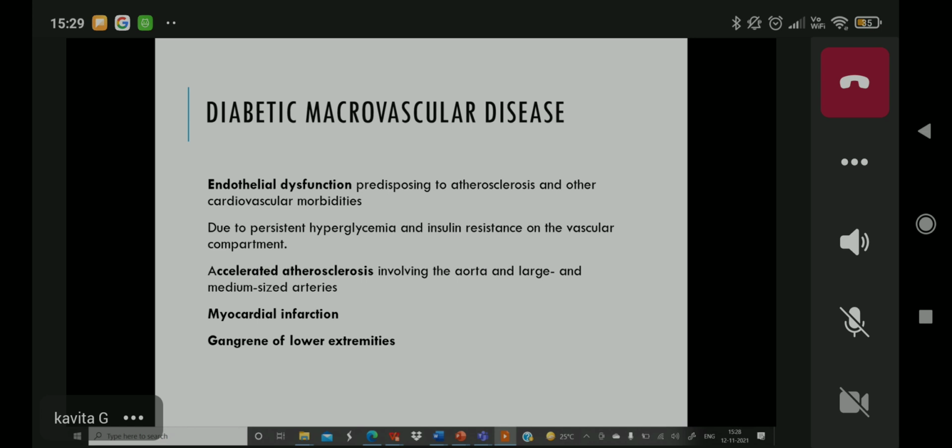Then you have macrovascular disease. What does this mean? The vessels in a patient who has diabetes, the vessels themselves are affected. So there's endothelial dysfunction. The patient has more susceptibility to atherosclerosis, and because of that, more susceptibility to stroke, to MI, to acceleration of atherosclerosis, leading to gangrene of lower extremities.